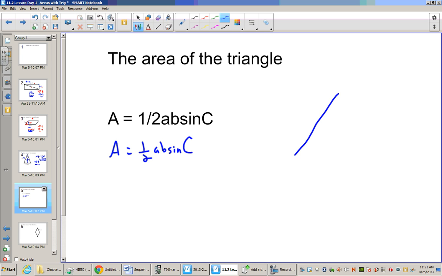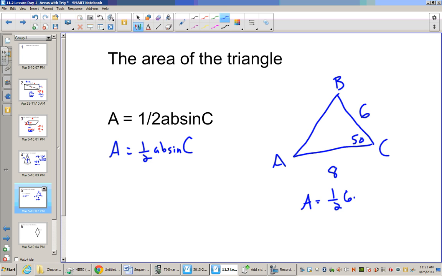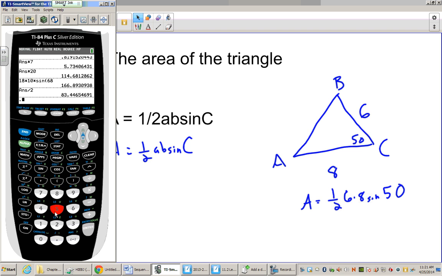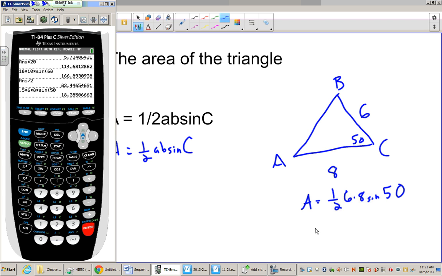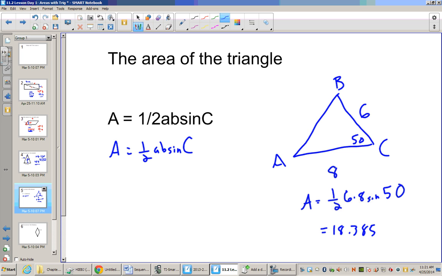So if I have a triangle, A, B, and C, and I know my angle C here is 50 degrees, and this side is 6 and this side is 8, I can just find the area by taking 1/2. A and B are 6 and the 8, and then the sine of our angle, 50. So I just go to my calculator and type in 0.5 times 6 times 8 times sine 50, and that area is 18.385. And that's whatever units are associated squared.